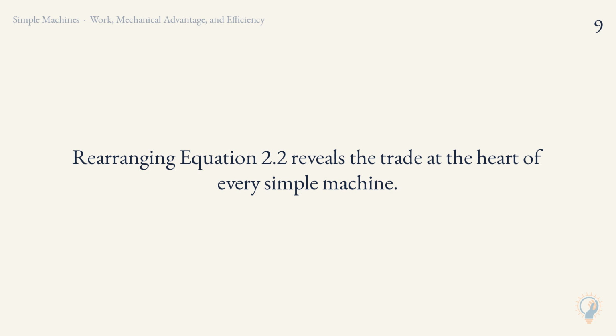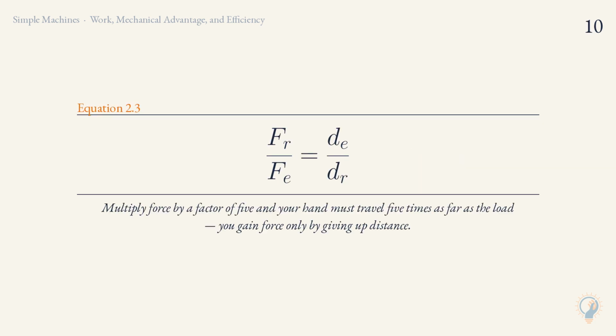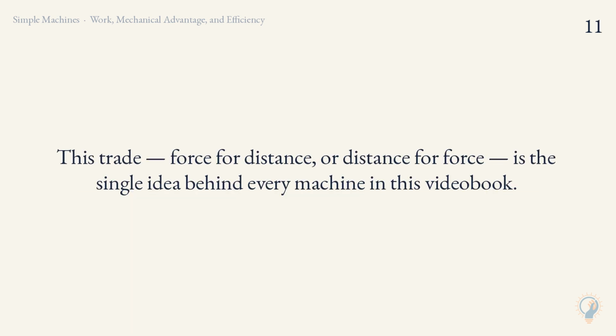Rearranging equation 2.2 reveals the trade at the heart of every simple machine. Equation 2.3. The ratio of output force to input force equals the inverse ratio of the distances. Multiply force by a factor of 5, and your hand must travel 5 times as far as the load. You gain force only by giving up distance. This trade, force for distance or distance for force, is the single idea behind every machine in this video book.